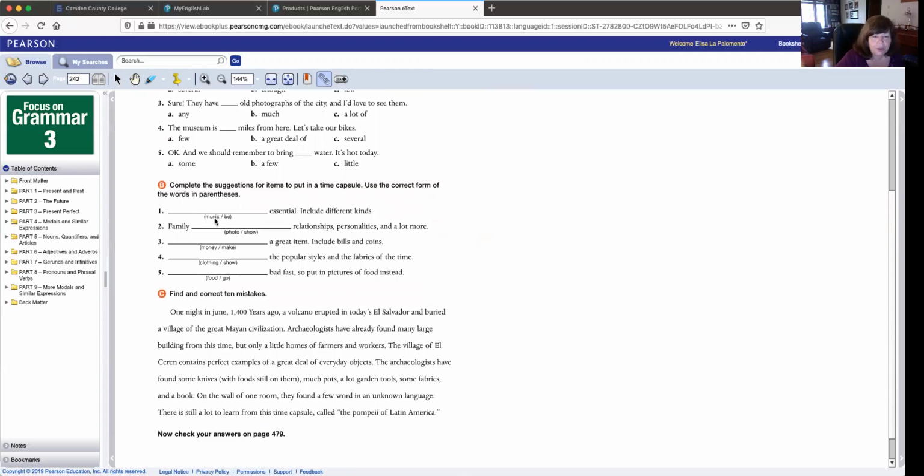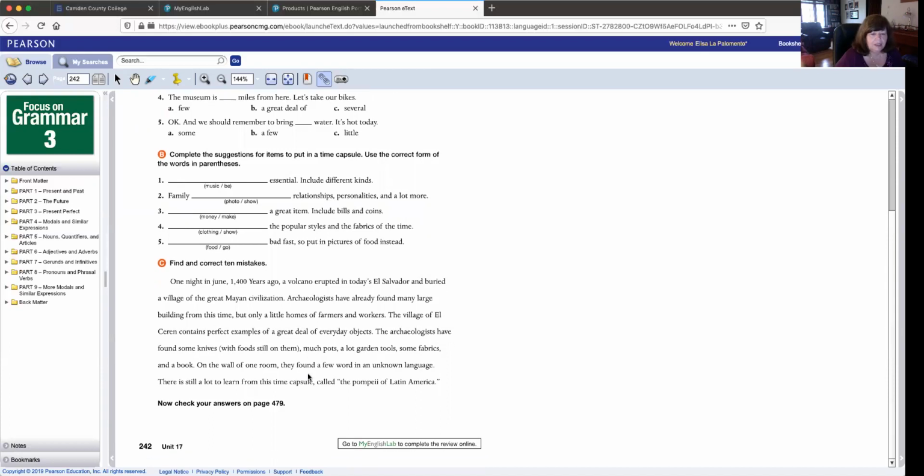So music is followed by the to be verb. Music is non-count. You cannot count it, so it has to be followed by is. Music is. Music is essential. The music is going to begin with a capital letter, not because it's a proper noun, because it's not, but because it is the first word in the sentence. Okay, so you do the rest of these.